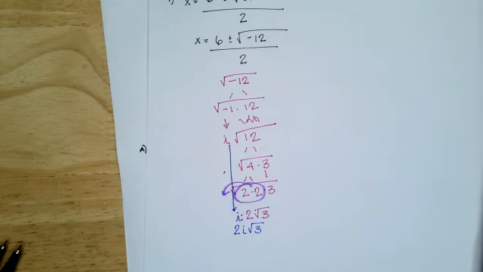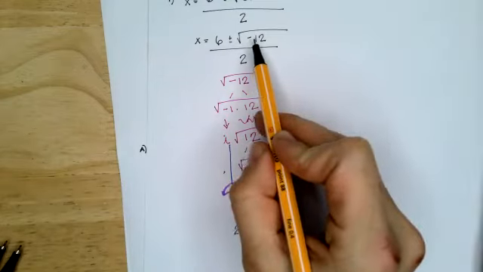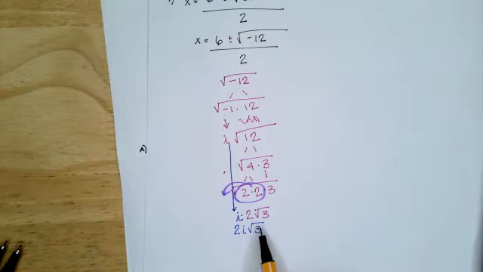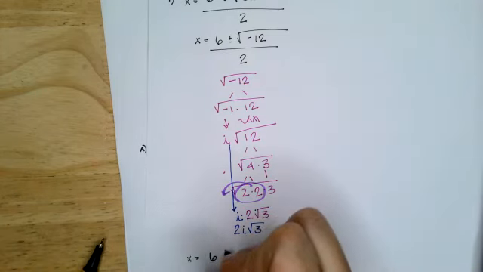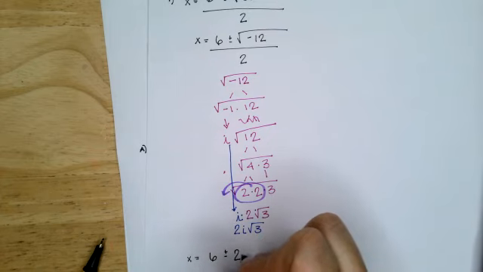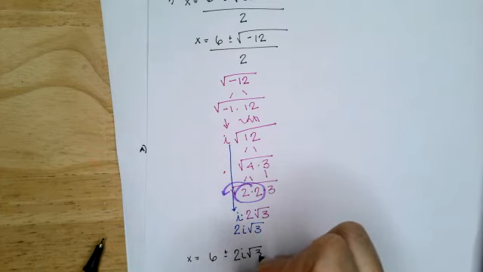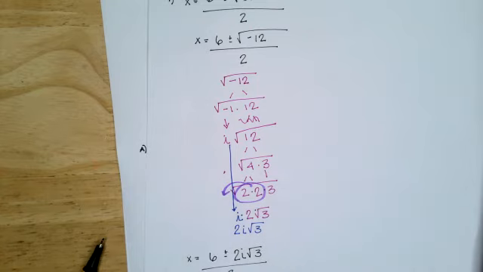Good. The square root of negative 12 becomes 2i square root of 3. Back to x equals positive 6 plus or minus 2i square root of 3 over 2. Okay.